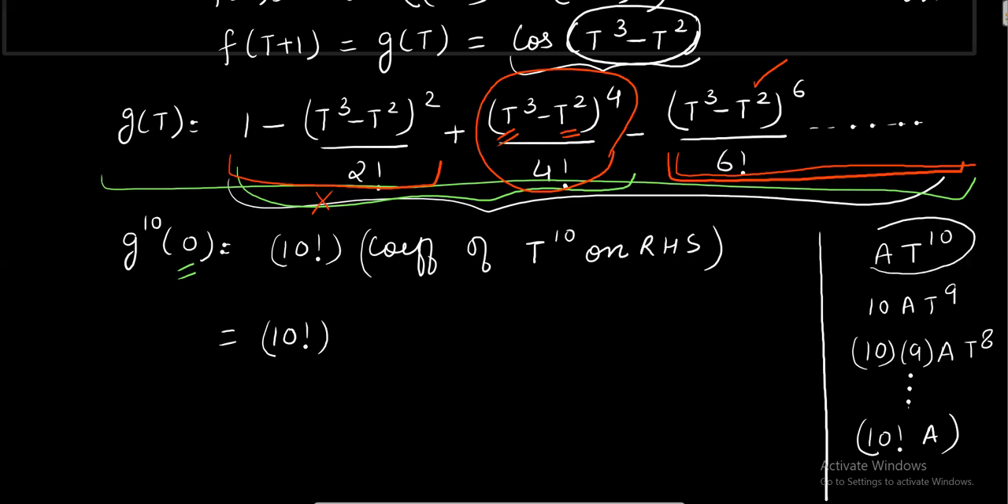Ultimately, it will become 10 factorial multiplied by a, right? So a t power 10, when you differentiate it 10 times, 1 time, 2 times, 10th time, the answer will be 10 factorial a. This is what I'm using in the question. So 10 factorial is fine.